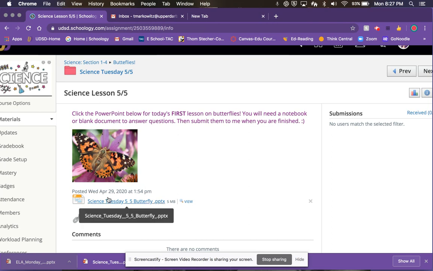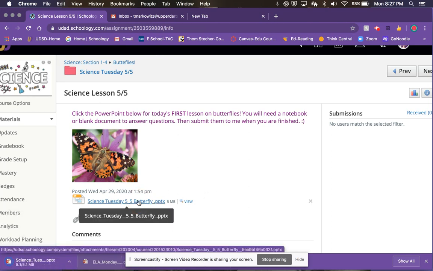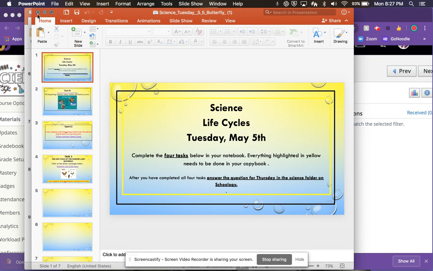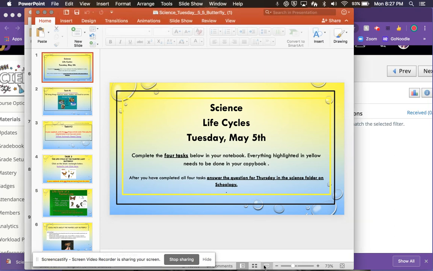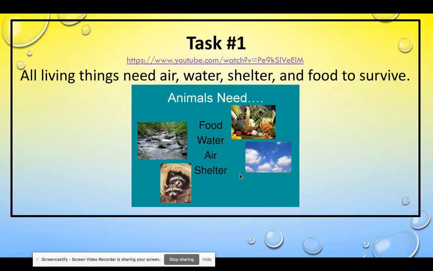Okay, here is the lesson. And then if you click down here, it is the video, which I will show you at the end. So my lesson is loading. Okay, and we go into slideshow as usual. All right, complete the 4 tasks below. Everything highlighted in yellow needs to be done in your copybook. After you've completed them, go back into the folder on Schoology.